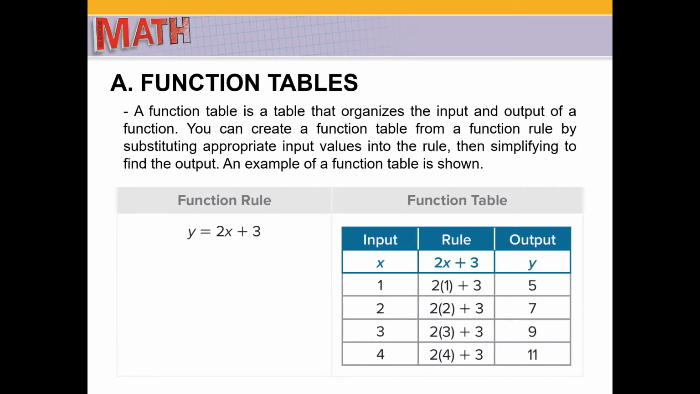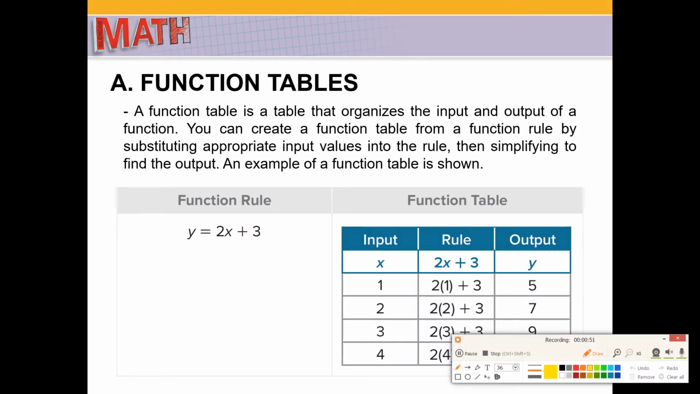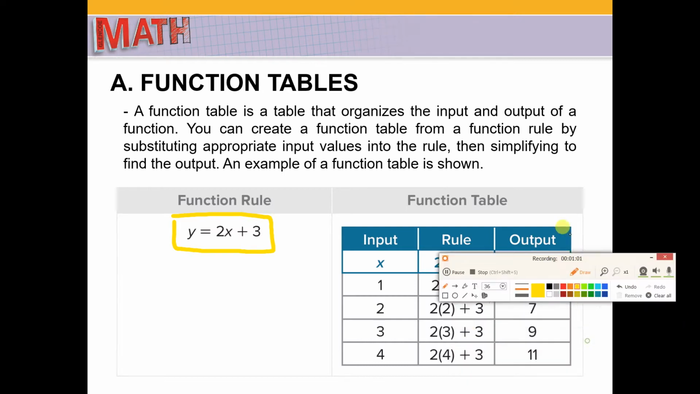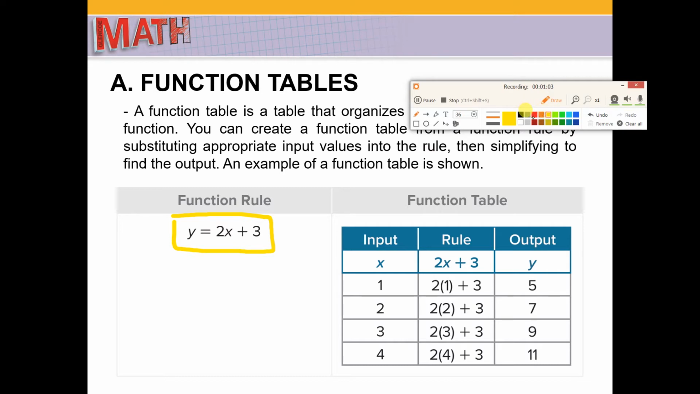Now, the function rule is basically your equation. So it's saying that y is equal to 2x plus 3. Okay? Now, if we have these values of x, we can substitute them into the equation. Remember, the equation is this rule. The equation is 2x plus 3.